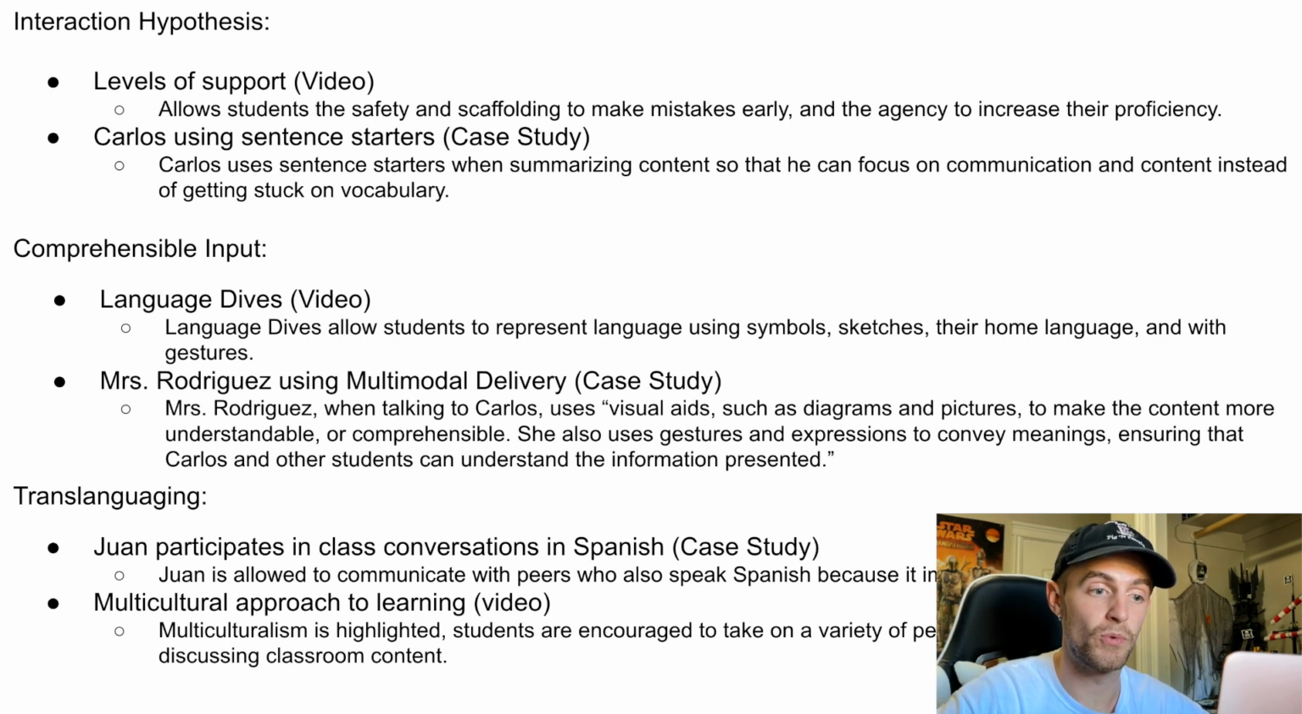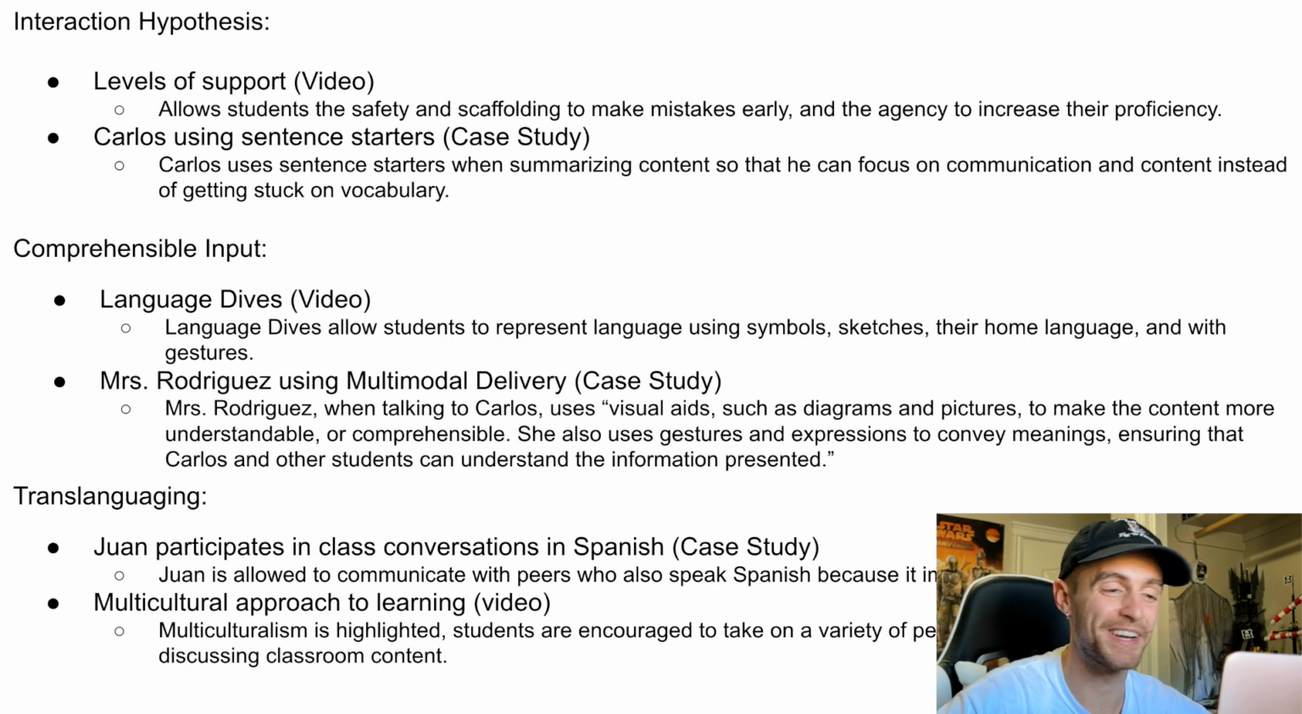The other place I saw was with Miss Rodriguez using multimodal delivery. It talked about that in the little paragraph on Carlos. It says that Carlos used visual aids, diagrams, and pictures, all in an effort to make content more understandable and comprehensible. Miss Rodriguez also used gestures and expressions to convey meaning and ensure that other students understood the information presented. And this is just Ms. Rodriguez using as many modes of communication as possible to ensure meaning instead of getting hung up on vocabulary, so that students are really processing what's happening instead of getting stuck on vocabulary.